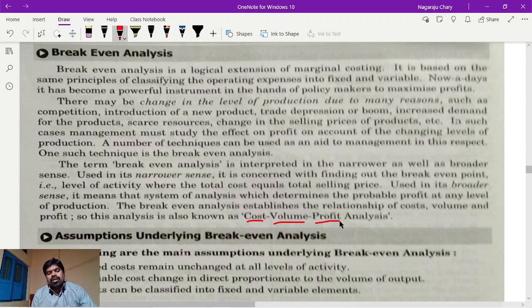So in this break-even analysis, these three elements are involved. Some assumptions are to be followed in break-even analysis. So let us see them one by one.